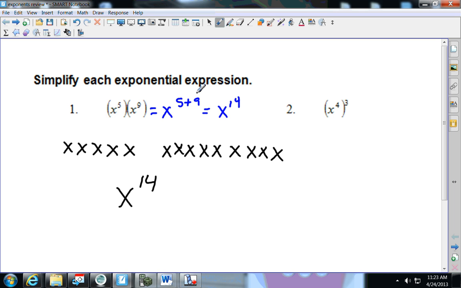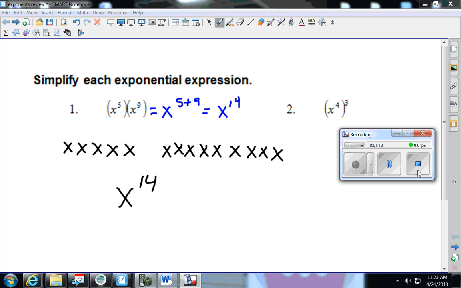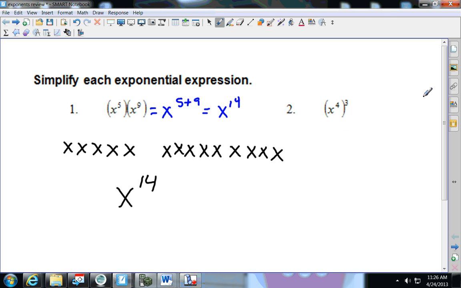Now let's look at the second one. On number 2, how many bases are there? Okay, let's go back a second. A base, remember, when it's x to the 14th or whatever, is what's right down here at the bottom. That's called the base. The number above is the exponent.